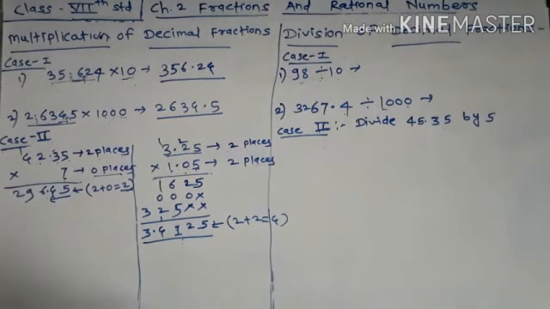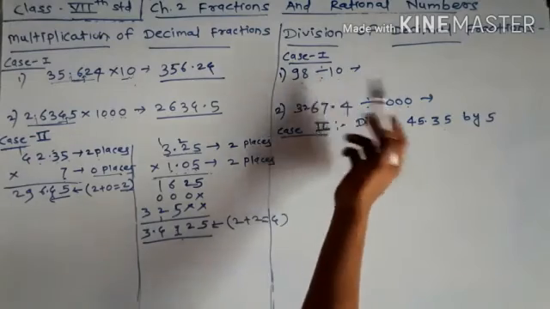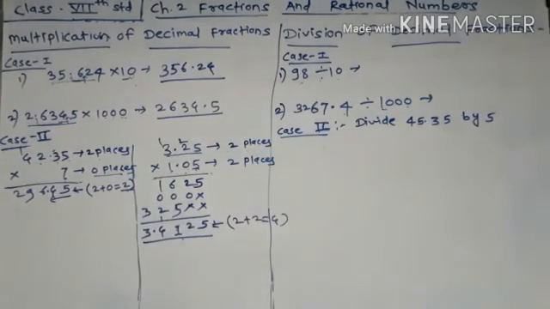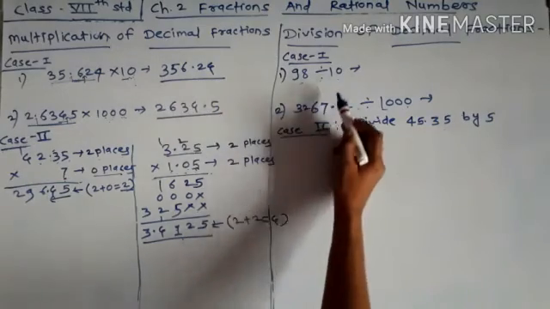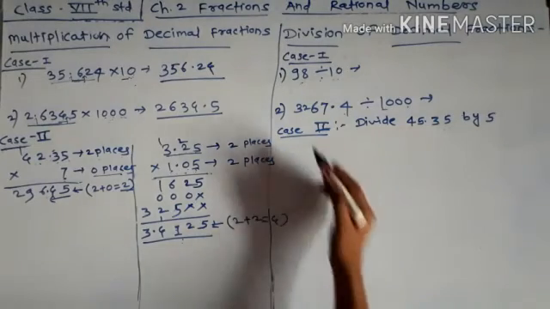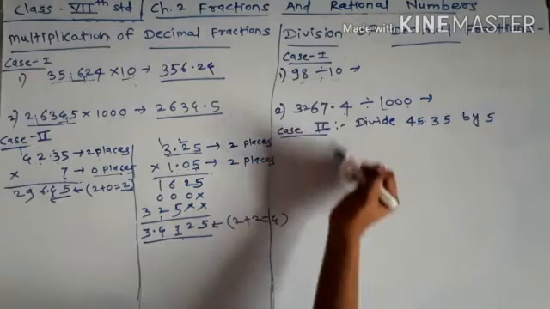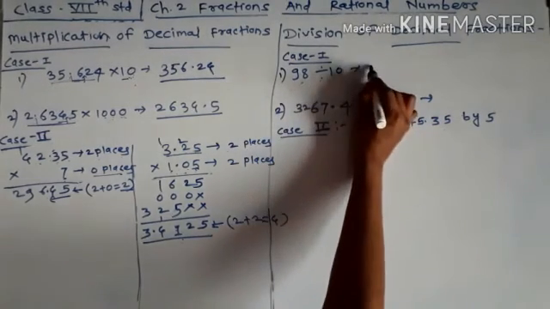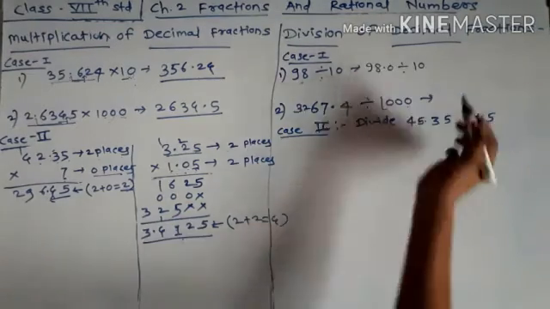Now the second operation is division of decimal fractions. So in the first case, when we divide a number or decimal number by 10, 1000 or 100, we have to move the decimal point to the left side by as many places as there are zeros in the divisor. For example, suppose here 98 divided by 10. So here 98 can be written as 98.0, which we have to divide by 10.